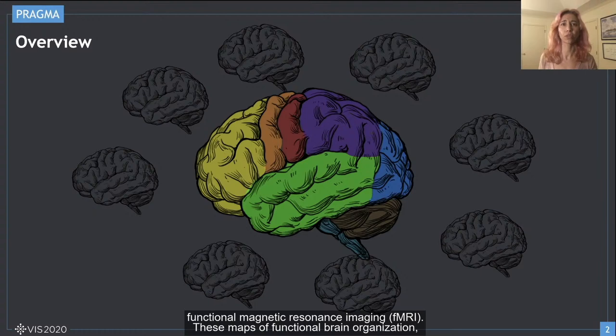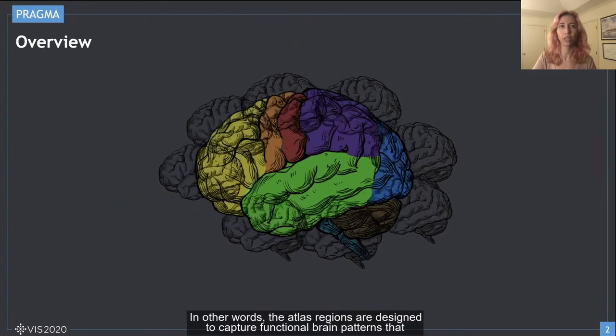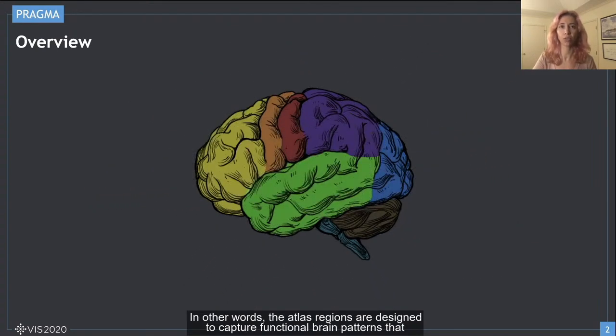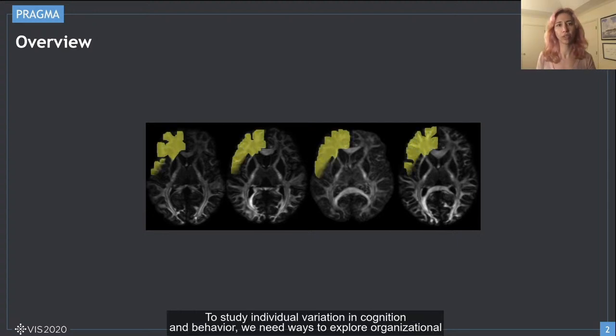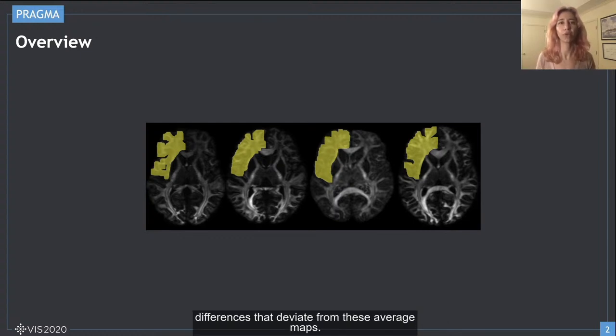These maps of functional brain organization, also referred to as functional atlases, are usually derived at the population level. In other words, the atlas regions are designed to capture functional brain patterns that are shared in common across individuals. However, there is considerable variability in the functional subdivisions at the level of the individual person. To study individual variation in cognition and behavior, we need ways to explore organizational differences that deviate from these average maps.